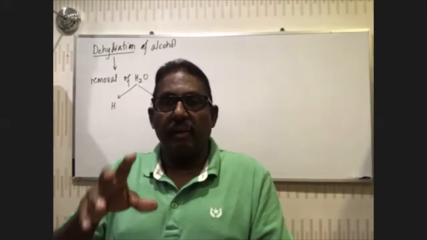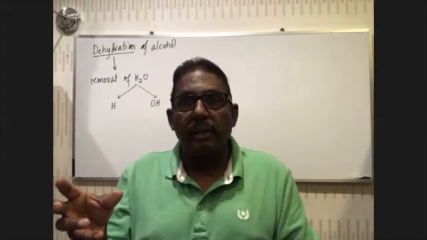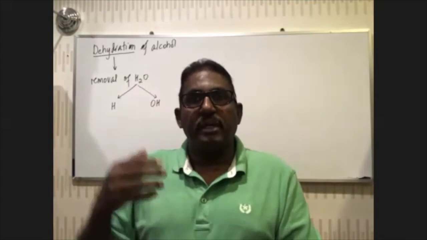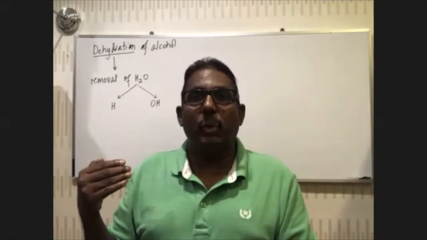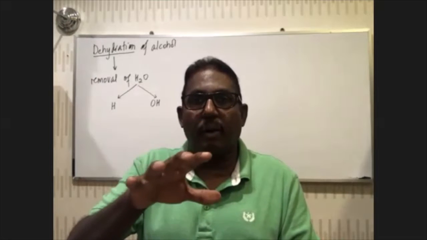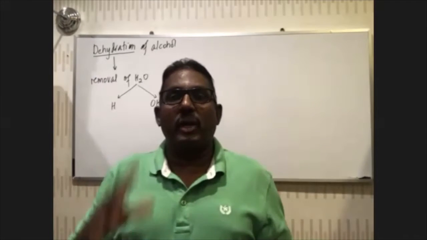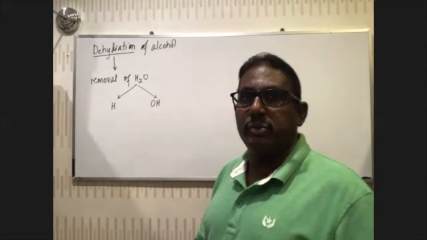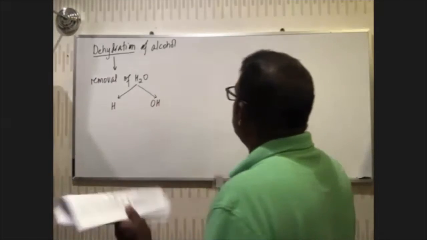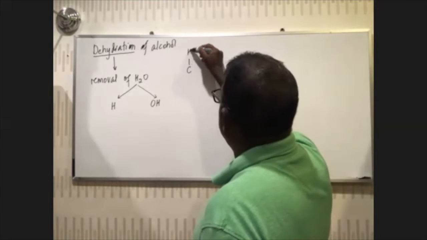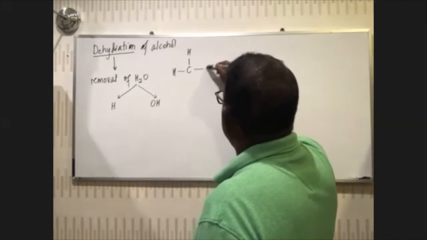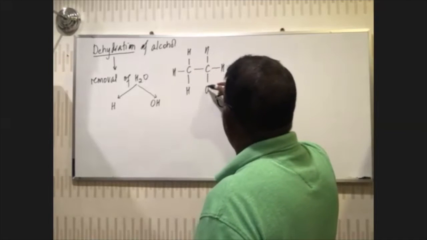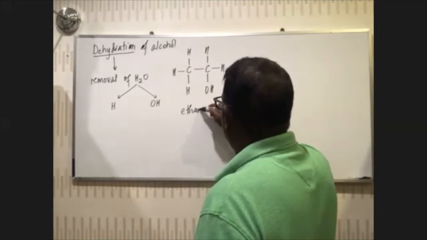So the same thing, when you remove water from alcohol, it cannot be alcohol anymore. Why? Because you've removed one hydrogen atom and one hydroxyl group, OH, called the hydroxyl group. Therefore, alcohol has to undergo a change. So let's see what change it undergoes. For that purpose, I'm going to use ethanol as an example. So this is ethanol, CH3CH2OH. Learn and understand it.